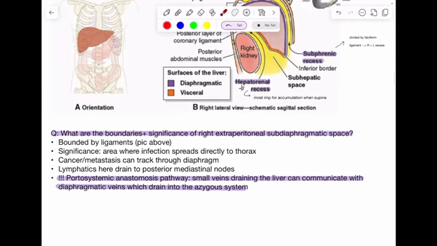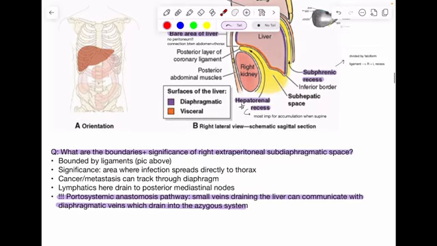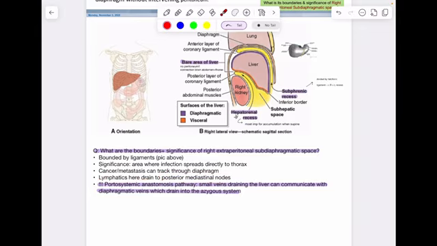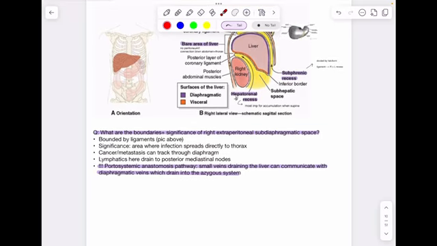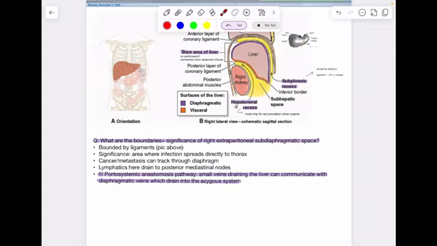And then we can have cancer metastasis spread through the diaphragm. And then lymphatics here are going to drain to the posterior mediastinal lymph nodes, unlike the rest of the liver, which is going to drain into the celiac nodes. We'll take that after a bit. Then regarding the bare area, we also have portosystemic anastomosis pathways. So the veins draining the liver can communicate with diaphragmatic veins, and that's eventually going to drain into the azygous system.